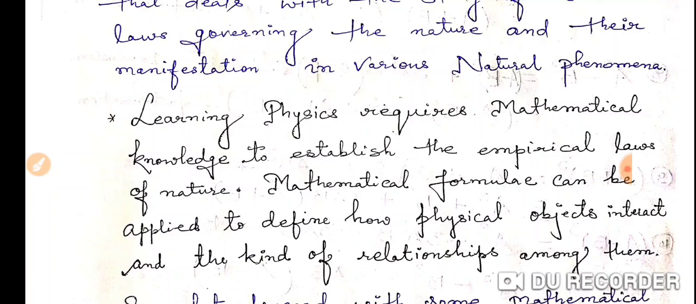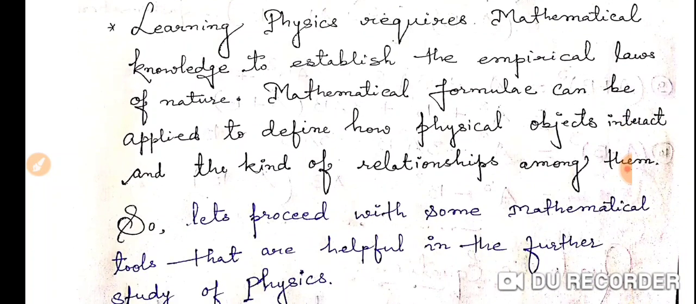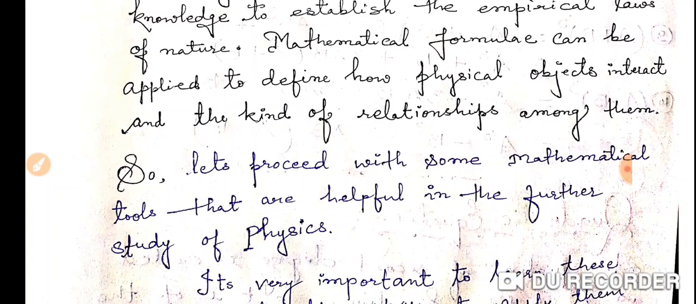It is being said that physics is the king of science while mathematics is the queen. This makes us quite helpful in studying the basics of physics. Mathematics helps in further calculations. So let's proceed with some mathematical tools that are helpful in the further study of physics.